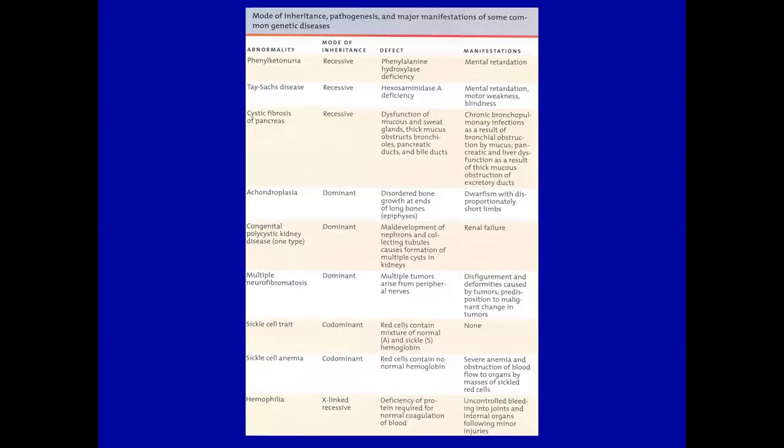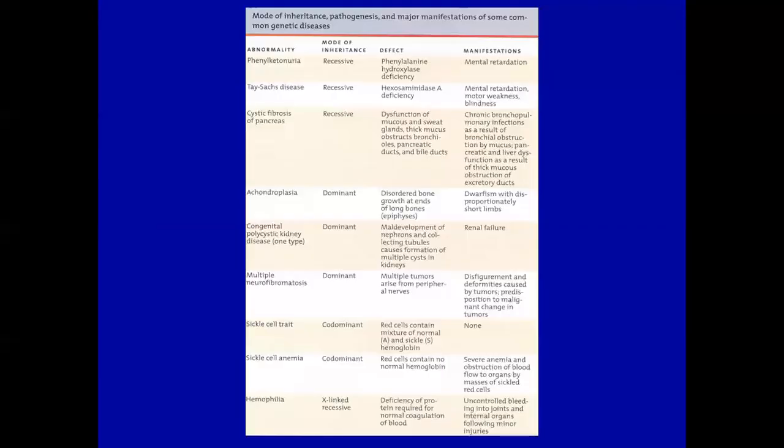So these are some disorders: autosomal dominant and autosomal recessive disorders. Autosomal dominant disorders include Marfan syndrome, achondroplasia, and tuberous sclerosis, along with hypercholesterolemia. So these are some related disorders.